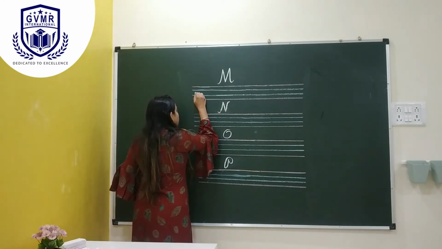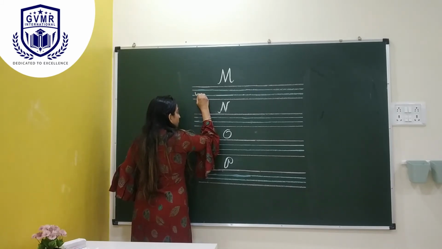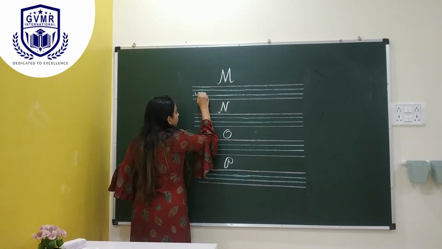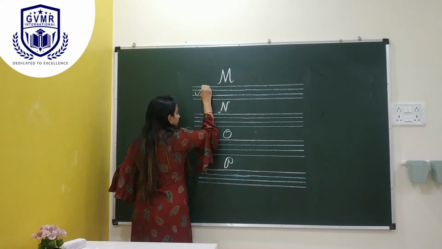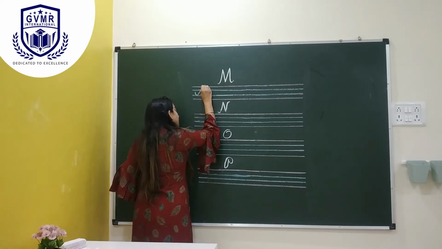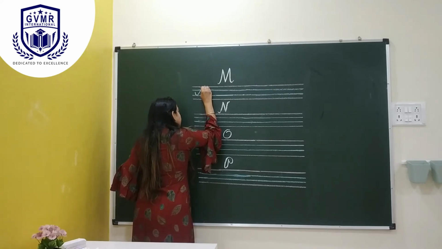Take a small turn towards right and touch the second blue line. Go up making a slanting line and touch the red line. From the red line, come down making a slanting line and touch the second blue line.